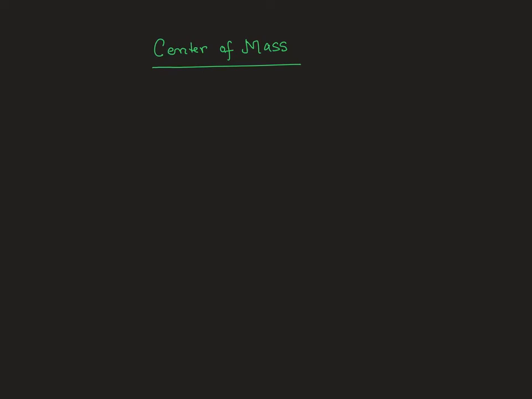So we shall learn about center of mass, or abbreviated as CM. So, center of mass of a system of particles. Okay, so we will define the location of center of mass in the following way. Suppose these dots are particles, say particles of mass M1, M2, M3, M4, and like that.